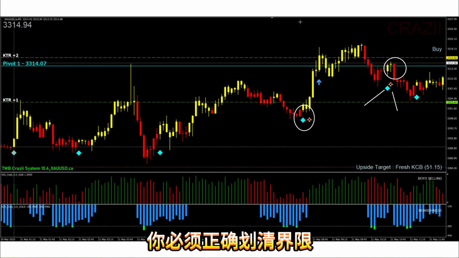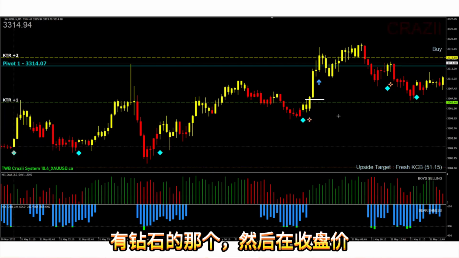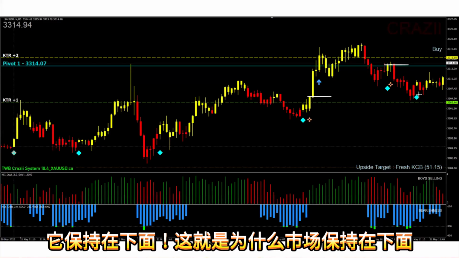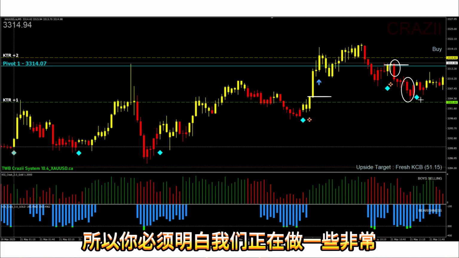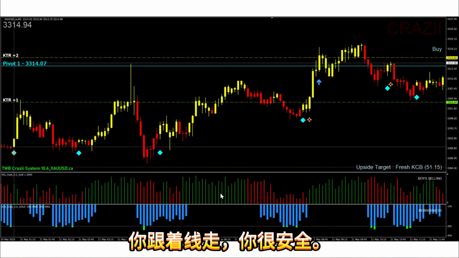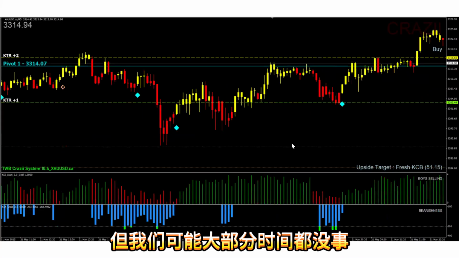That was the second rule. You have to draw the line, right? So the line that you draw has to be the one that has a diamond and then it's closing. So if you draw it accordingly itself, you tell me whether this one stays above or below. It stays below. So that's why the market stays below, the market sells down. All right. So you must understand that we are doing something very, very unique here. We don't need to predict the market. As long as you follow the OP rule and you follow the lines, you are quite safe. We will not win every time, but we will likely be okay most of the time.